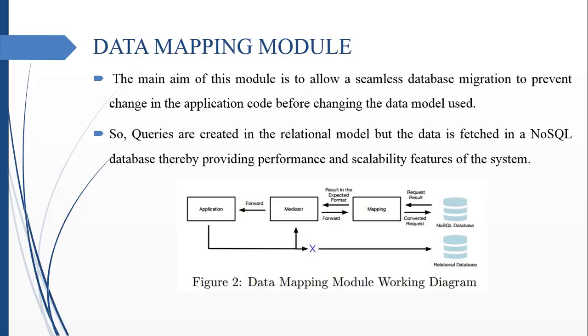Next is the data mapping module. The main aim of this module is to allow seamless database migrations to prevent change in the application code before changing the data model used. So, queries are created in the relational model, but the data is fetched in the NoSQL database, thereby providing performance and scalability features of the system. Given as a figure, the data mapping module working diagram, which has the application and the mediator mapping with the two databases, the NoSQL database and the relational database.